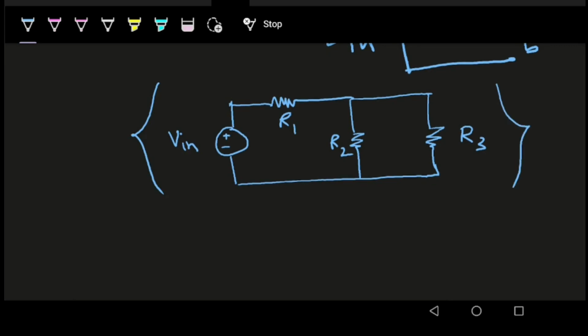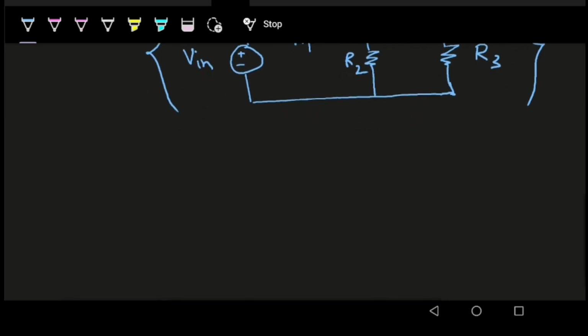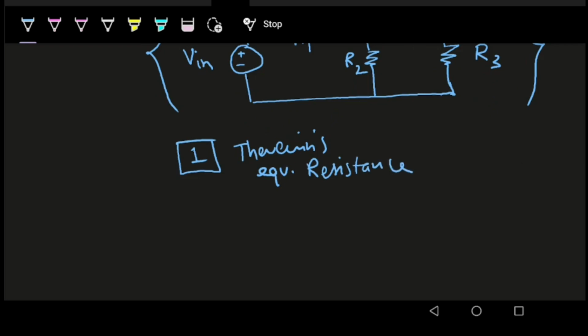If I want to apply Thevenin's theorem in this case, R3 is my load resistance. So in Thevenin's theorem we have two main parts basically. The first part is finding the Thevenin's equivalent resistance, or say resistor, which we generally call RTH.